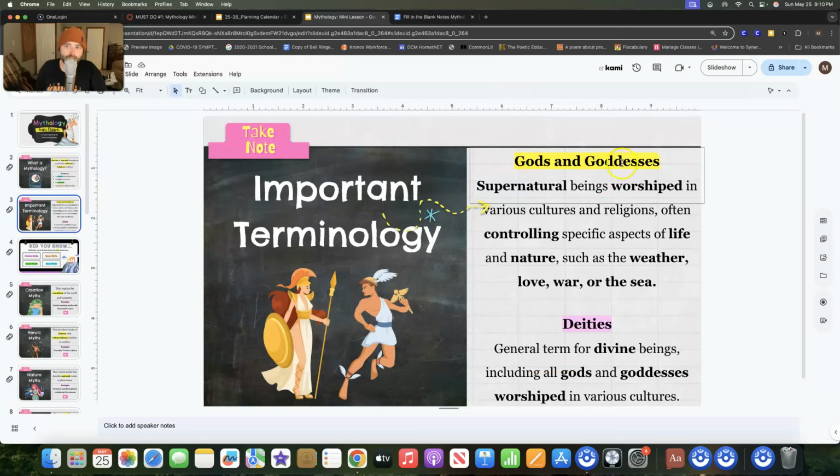Now, gods and goddesses were supernatural beings worshipped in various cultures and religions, often controlling specific aspects of life and nature, such as the weather, love, war, the sea. Deities is a general term for divine beings, including all gods and goddesses worshipped in various cultures. So there wasn't just one god back then. There were many different gods, and they used those gods to explain essentially how the world came to be.